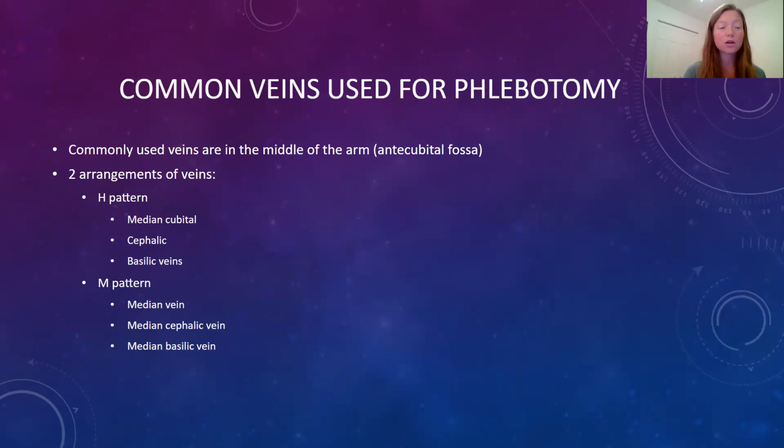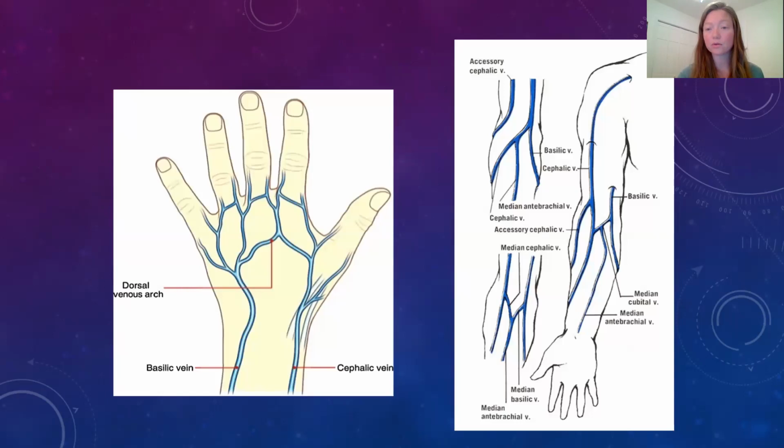So H pattern, the most common veins in order of first choice, second choice, third choice are there on your screen: the median cubital, cephalic, and basilic. The M pattern, in order of first choice, second choice, third choice, would be the median vein, the median cephalic vein, and the median basilic vein. I'll talk a little bit about those.